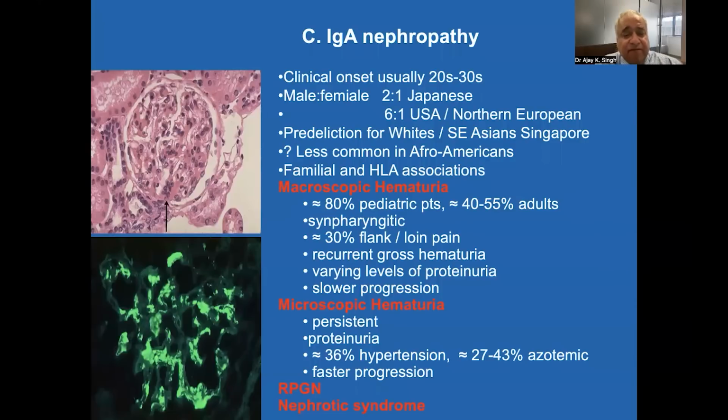These patients will have recurrent gross hematuria, varying levels of proteinuria, but progression tends to be slower, and they have a better prognosis. Microscopic hematuria, maybe because it's less easily detected, is detected late in the course. There's proteinuria. About a third of patients have hypertension. About a third of patients have azotemia. These patients have faster progression.